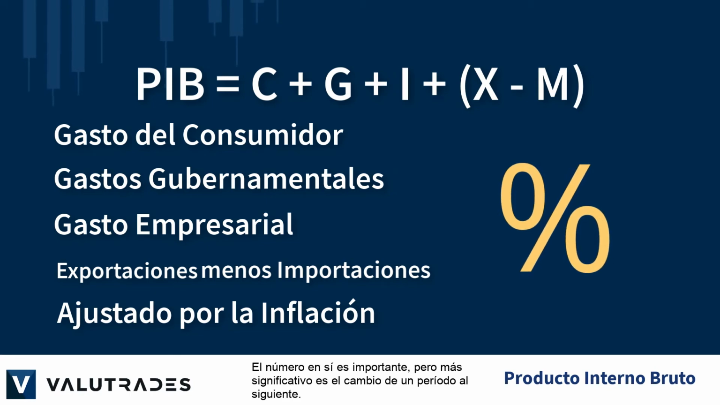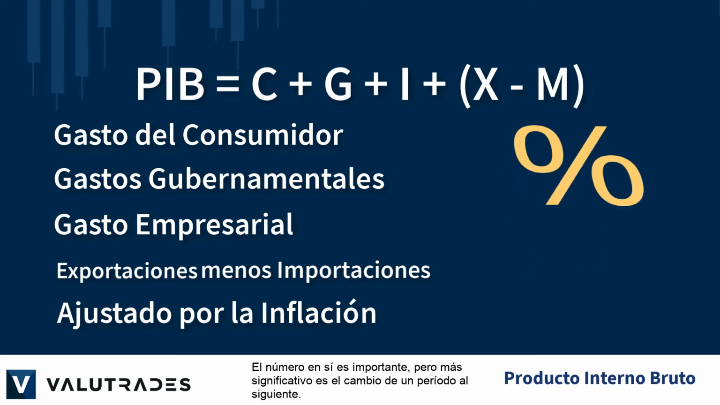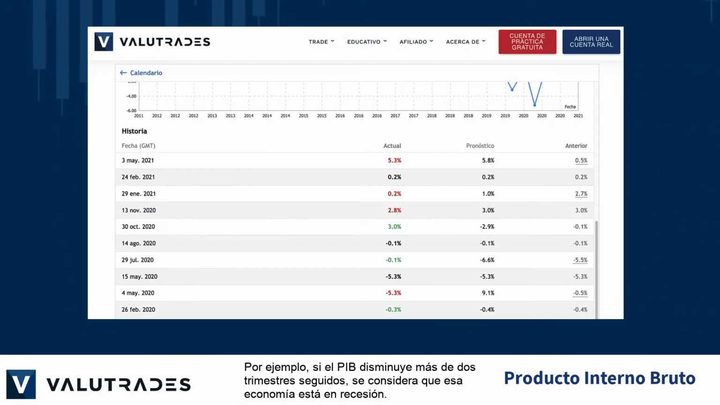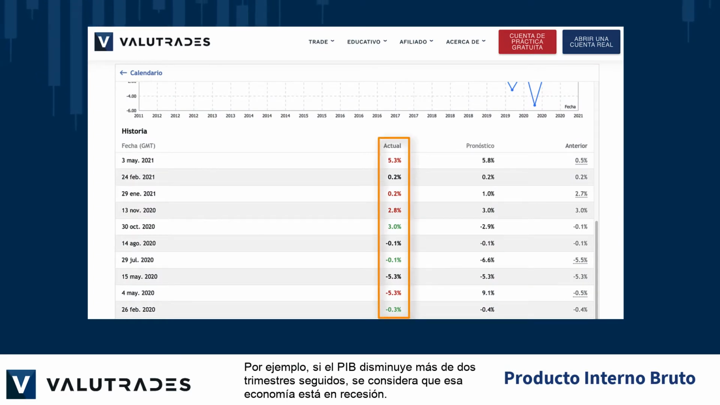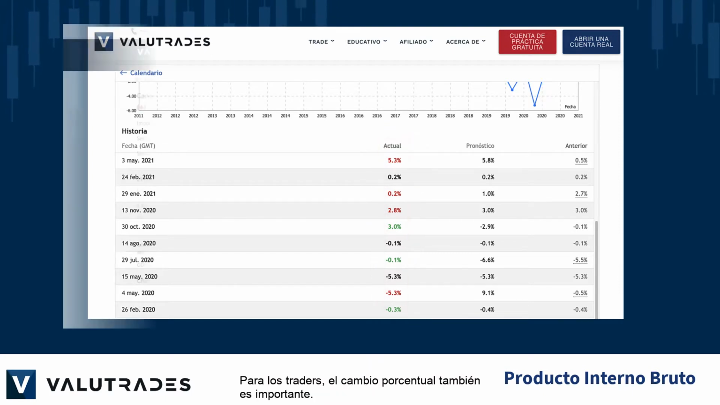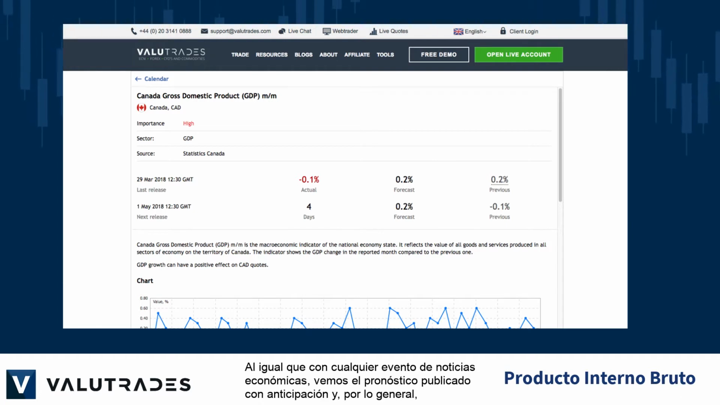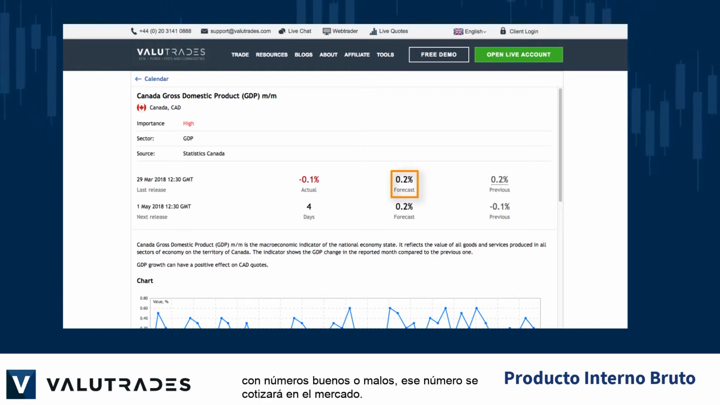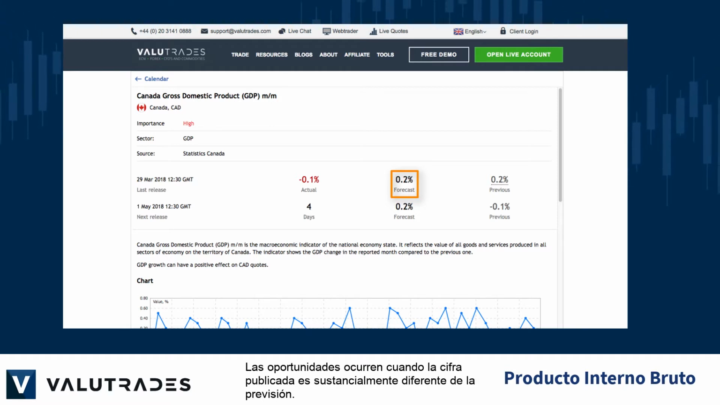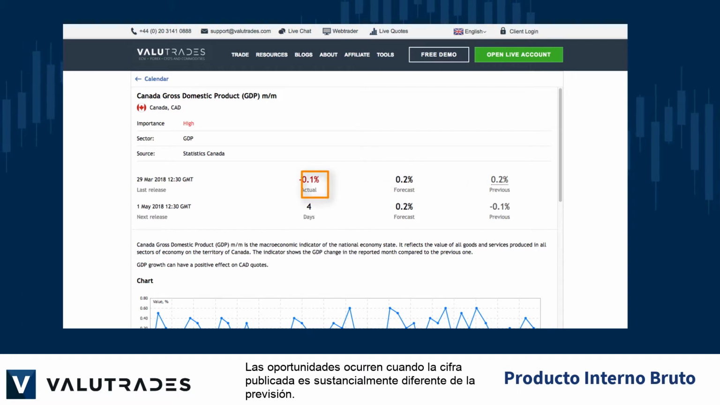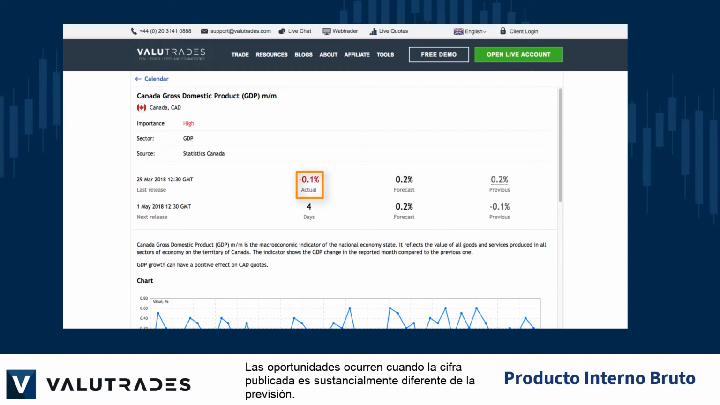The number itself is important, but more significant is the change from one period to the next. For example, if GDP decreases more than 2 quarters in a row, that economy is considered to be in recession. For traders, the percentage change is important as well. As with any economic news event, we see the published forecast in advance, and typically, good numbers or bad numbers, that number will be priced into the market. Opportunities occur when the published figure is substantially different from the forecast.